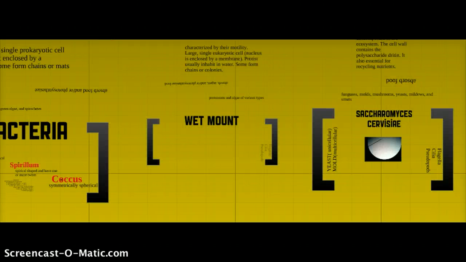Now we'll talk about protist cells. Those are eukaryotes, and we usually find them in water. Some of the characteristics are that they are well known for their motility. They are large single eukaryotic cells, which include a nucleus enclosed by a membrane. In our experiments, we're going to use a slime mold, Physarum polycephalum, which belongs to the kingdom Protista. This unicellular organism contains all the metabolic machinery for independent existence.